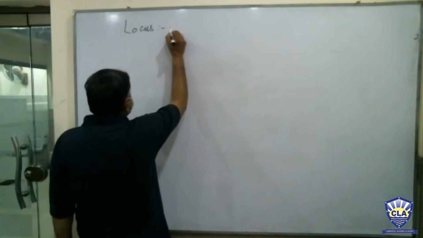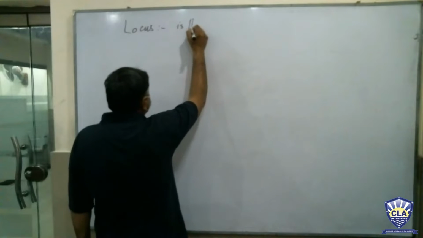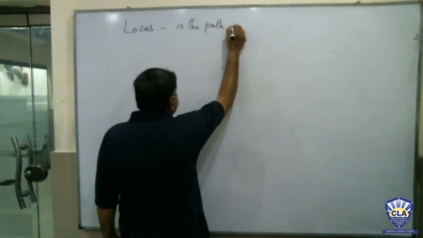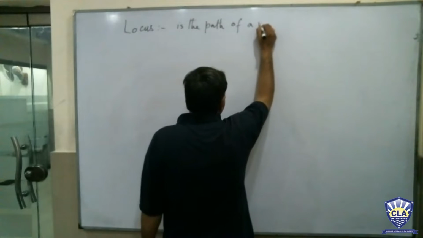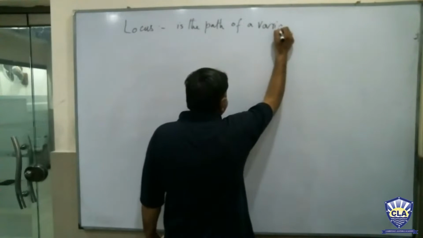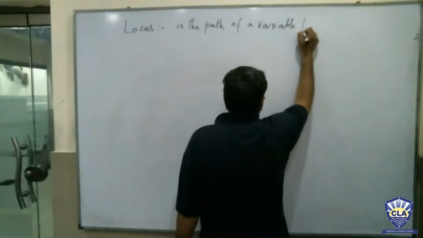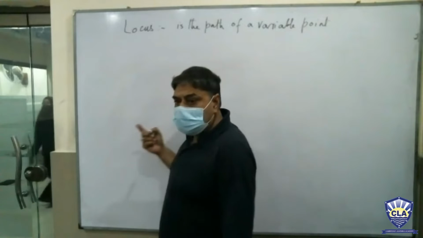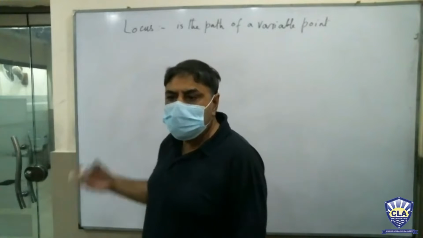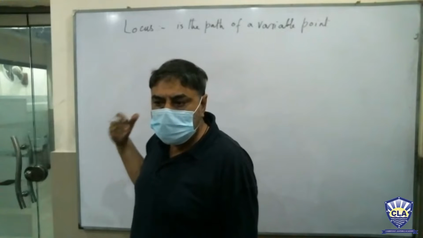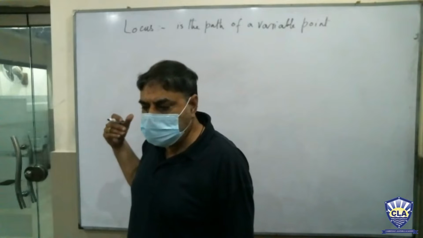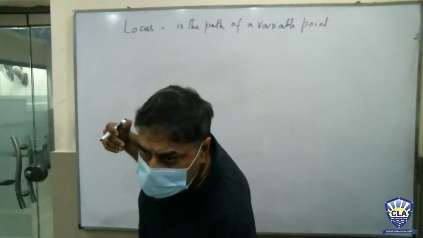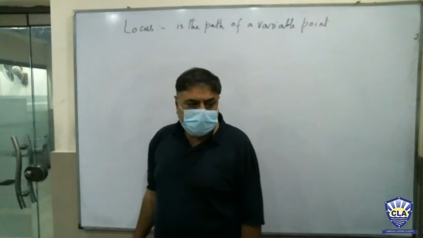Locus is the path of a variable point. What is a variable point? This is not something to take lightly, it is a serious matter.